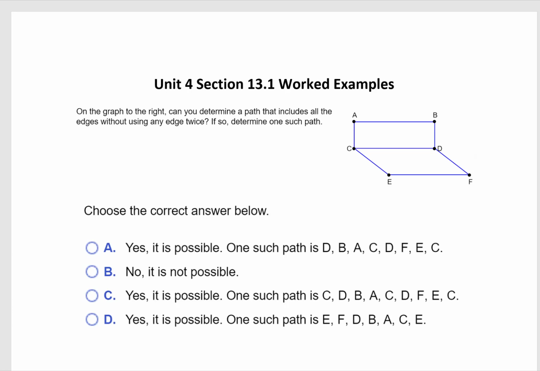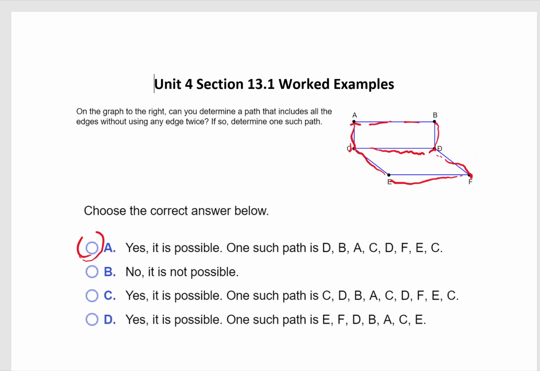So if we look at the first one, it says start at D. So if I start at D right here, and then I go to B, let's go ahead and trace it on here. So I'm going to go up to B, and then it says go to A, and then go down to C, and then it says go back to D, and then go to F, and then E, and back to C. And actually that one would be correct.